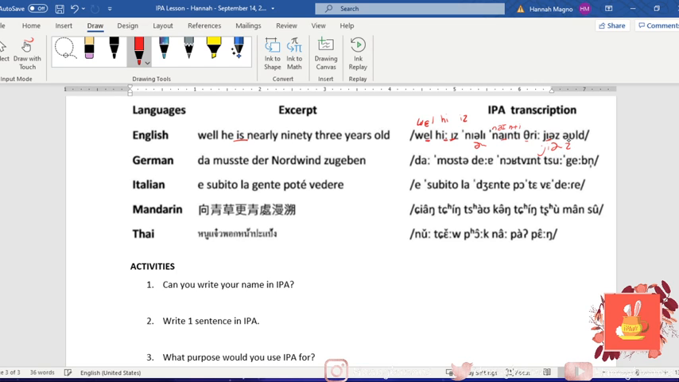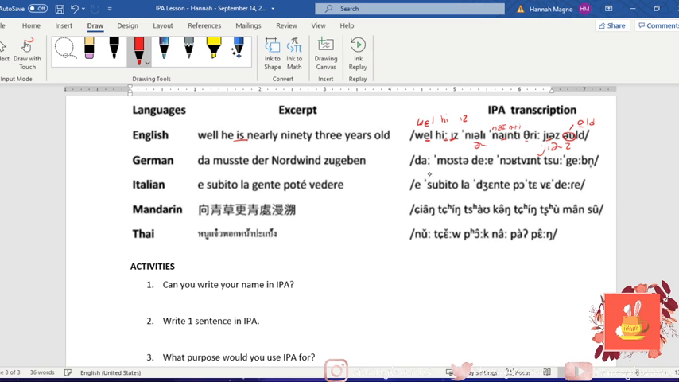Old. This one is a different symbol. It depends on them again. But this one you can say, old, because the O sounds for the long O sound. So, he is 90 years old. If I read that, I would understand it.